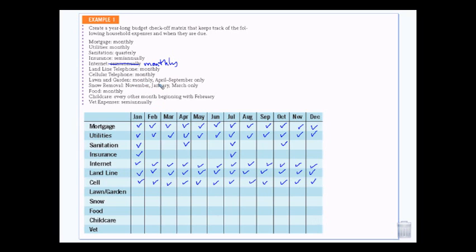Lawn and garden monthly, April through September only, because you live up north and your yard is dead other than that. Okay. Snow removal, November, January, and March. Food, well, you have to eat. You don't get to skip that any month. Child care every other month beginning with February, so maybe you pay it 2 months at a time. And vet expenses semi-annually.